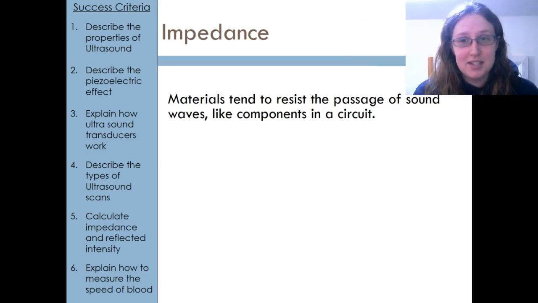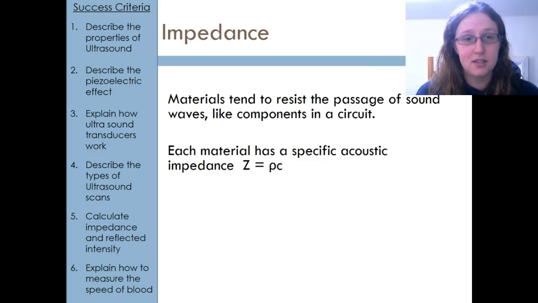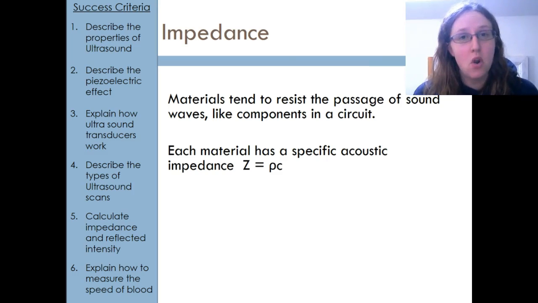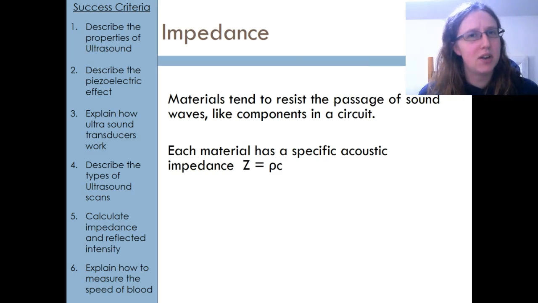Okay, so impedance then. So we said that materials tend to resist the passage of sound, kind of like resistance of components in circuits. And different materials have different acoustic impedances. We can calculate that acoustic impedance by doing the density times the speed of sound moving through it. So note that c there. This is an instance where we're using c to mean wave speed, not the speed of light, because it's sound we're talking about, so it would be very weird if you then put in 3 times 10 to the 8 here. Yet some of you probably will, so don't.